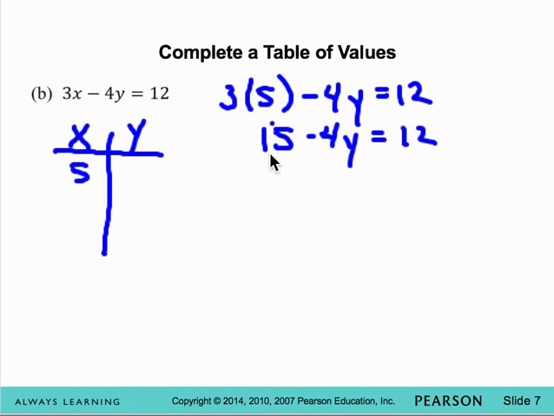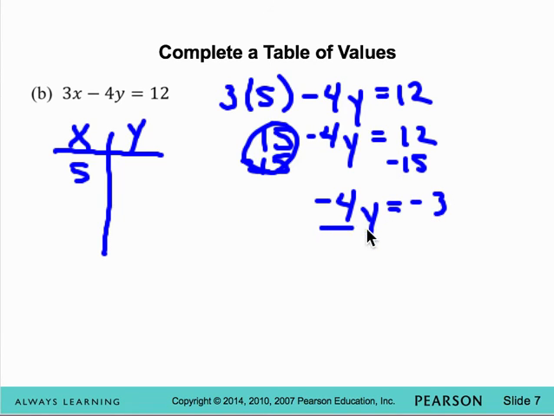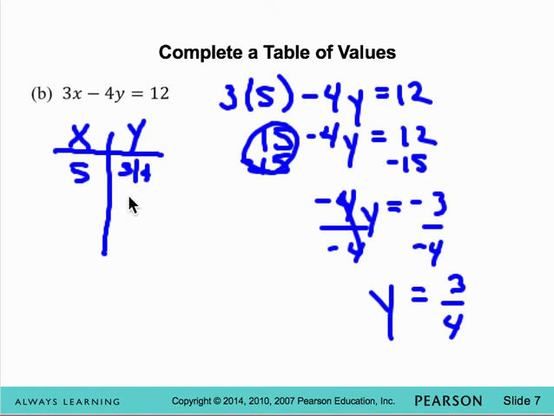Okay, subtract 15. So minus 4y equals negative 3, and divide by negative 4. So y equals 3/4 if x is 5. We could do that all day long and just pick different numbers and see the different combinations.